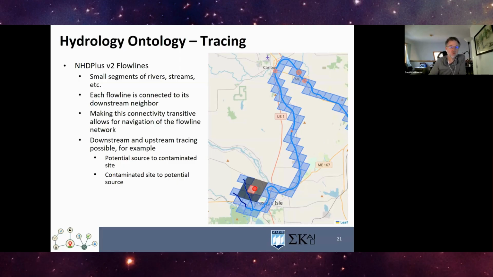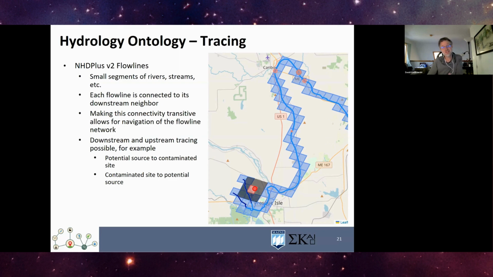We get this information from what's called the NHD Plus V2 data set, and flow lines are just small chunks of rivers and streams. Each one in the NHD is connected to its downstream neighbor, so water flows from one downstream into the next segment. And by making that connectivity between these flow lines transitive, we create a system where we can actually navigate this entire network. So the picture here shows a facility, and similar to the previous picture that I showed a couple of slides ago, we use S2 cells to determine some flow lines that are nearby. They're in dark blue, a little hard to see down there in the left-hand corner.